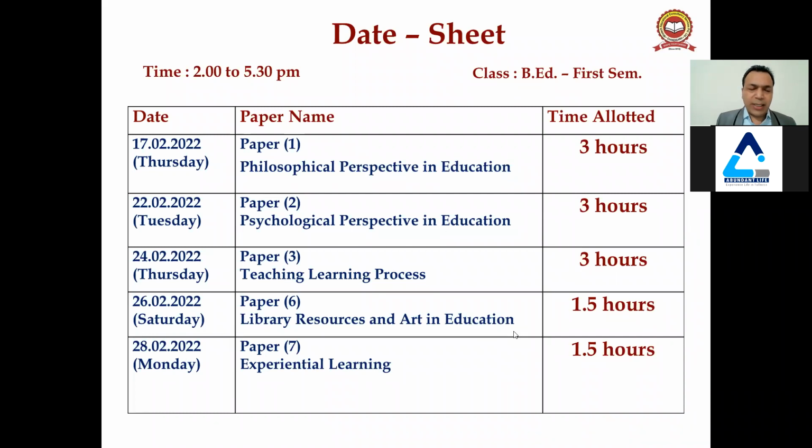So you can note down the date sheet. Paper 1 is going to be taken by Punjabi University Patiala on the 17th of this month. Time allotted is 3 hours, and this is your evening session, guys. You have to give the exams in the evening session, 2 to 5:30. In fact, 2 to 5:30 is divided into two parts: one part is 2 to 4:30 and the second part is 4:30 to 5:30. I will explain later on. First of all, just note down the date sheet.